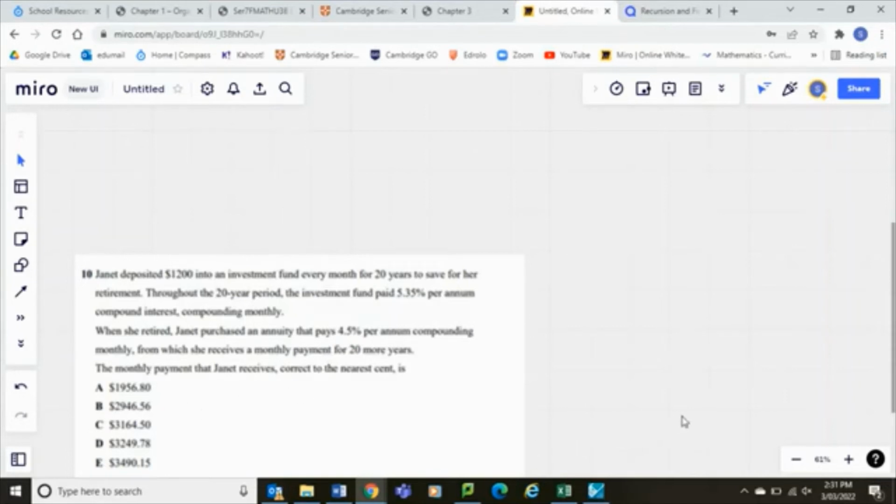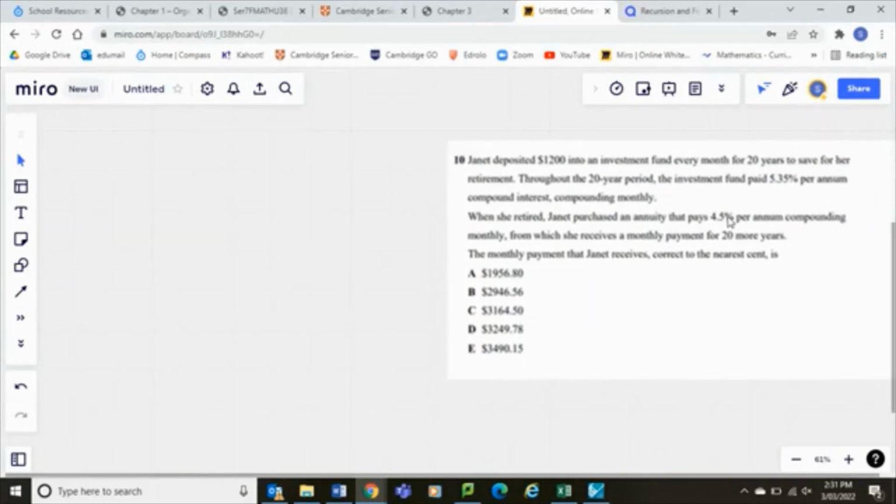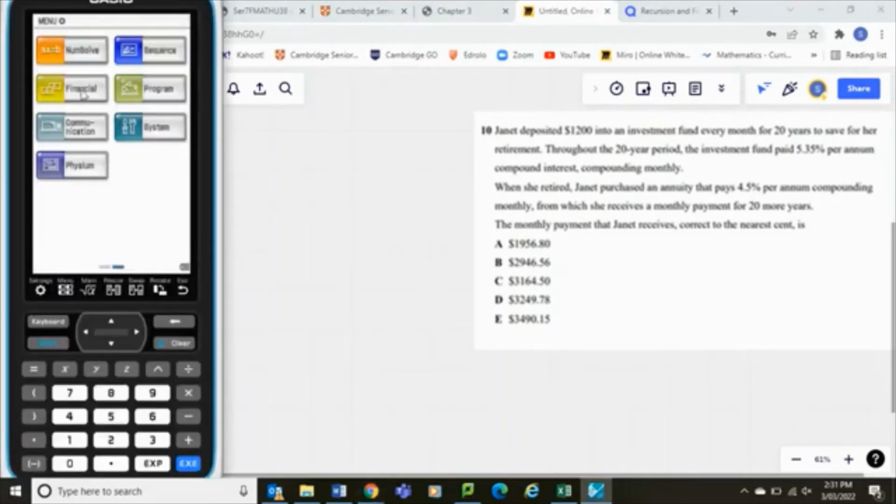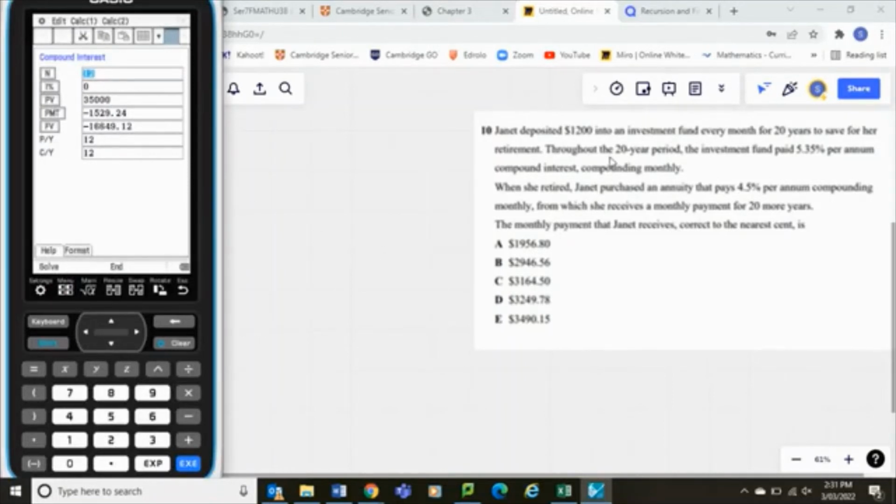So let's move that across for now, and let's get our financial solver back up. Over a 20-year period, they're both compounding monthly, so that's 240 months. Our interest rate is 3.5. We started off with 0, and we are depositing 1,200 per month.